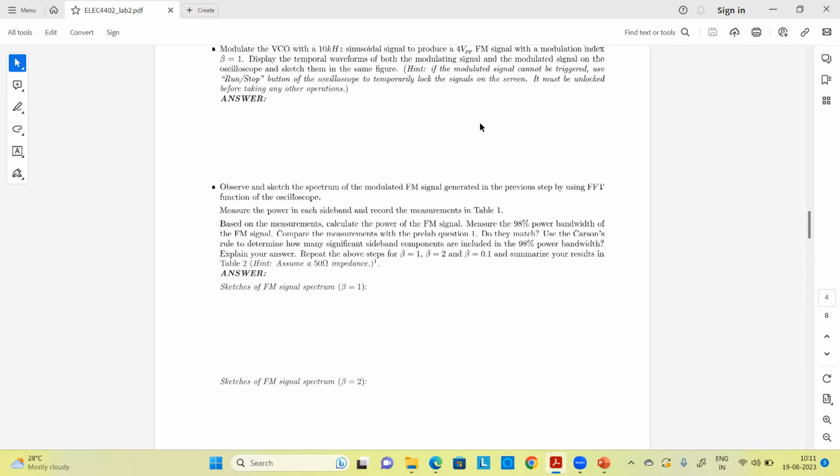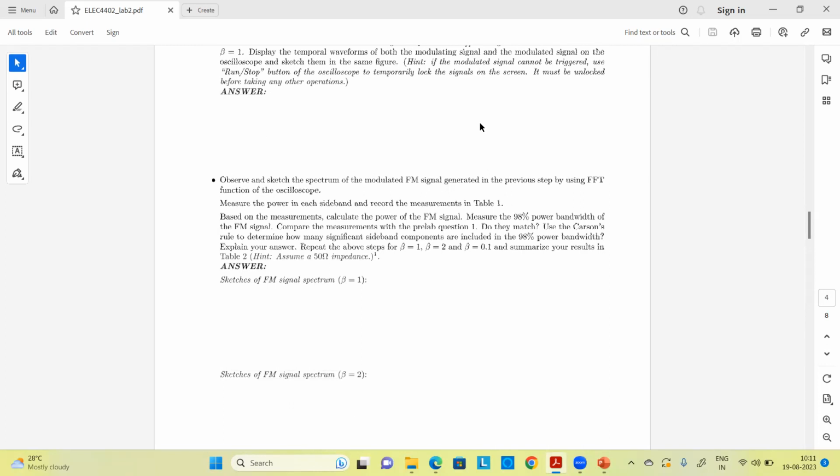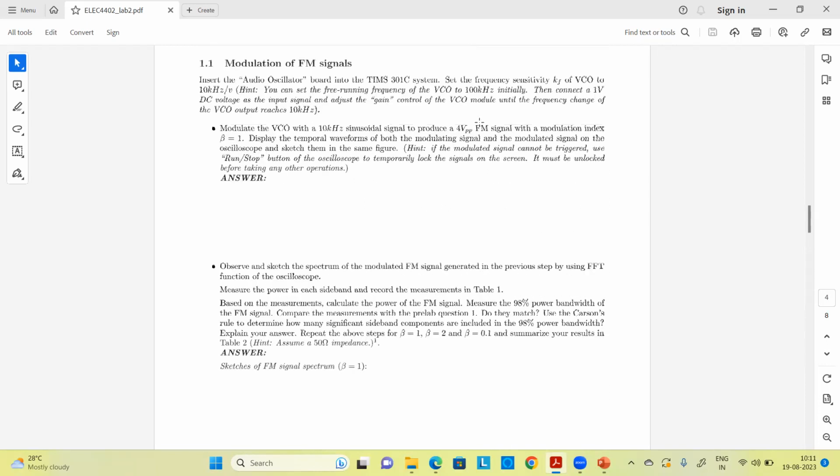So what is the signal going to look like? What do you think it's going to look like? I have my own waveform, so I can just compare it. What do you think the waveform is going to look like?